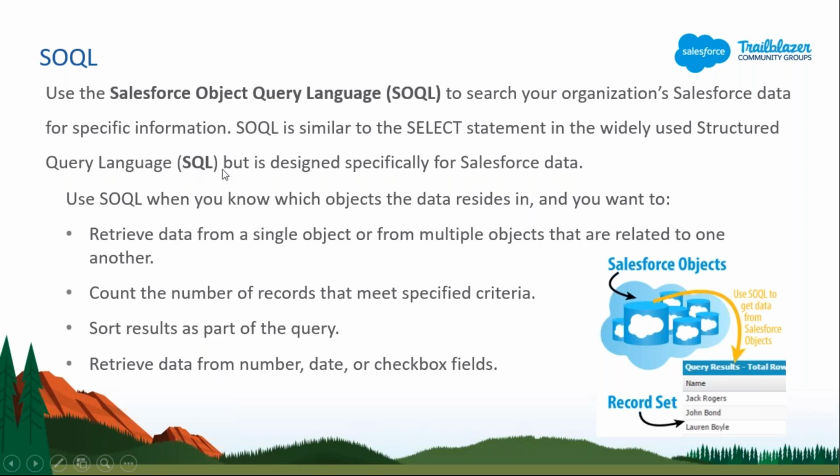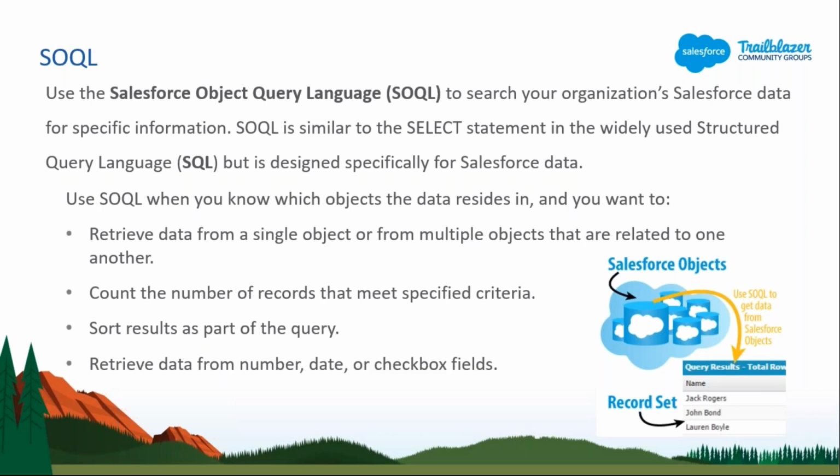But the join thing we can't use. We can't join two tables, but we have inner queries for those, if there are multiple objects. So we use SOQL when we know that we are going to fetch data from one object, where our data resides, in which object our data is there in the Salesforce database. If we know the object name, then we go for SOQL.